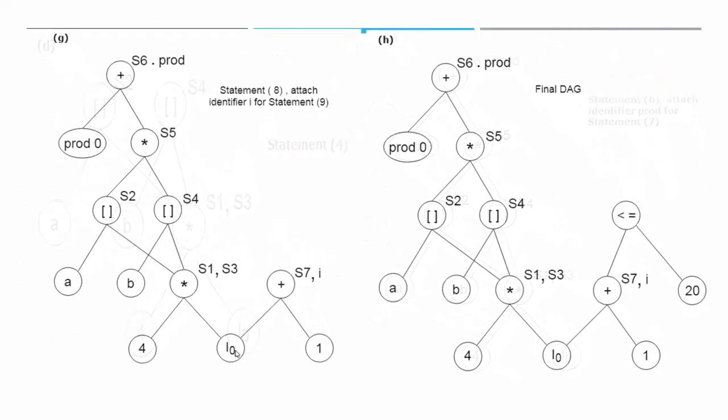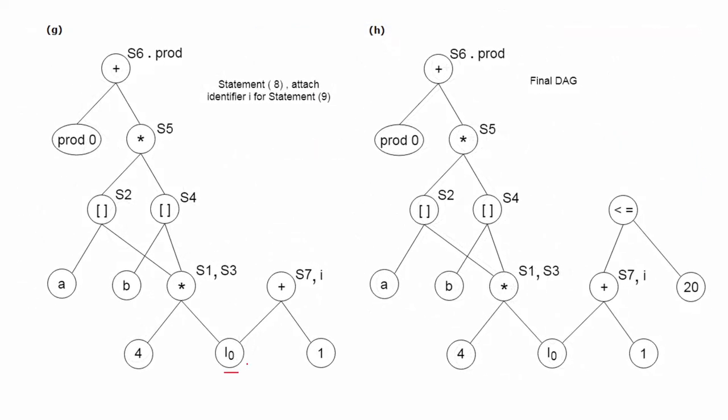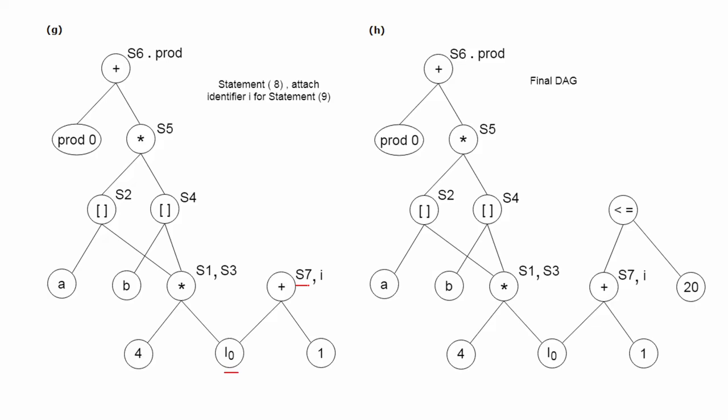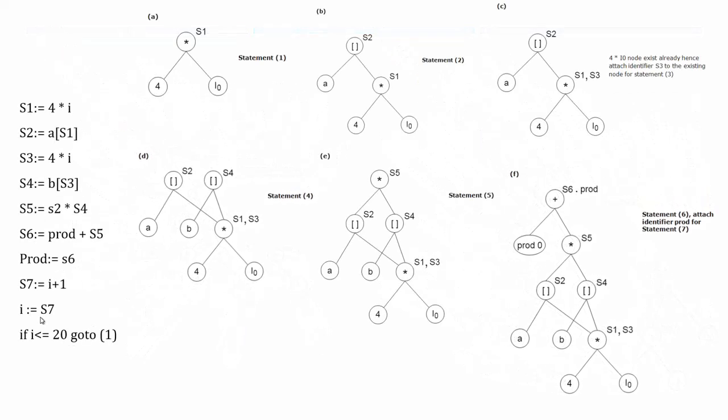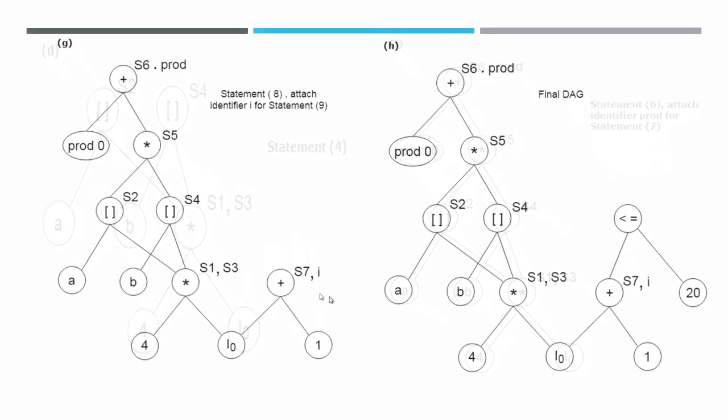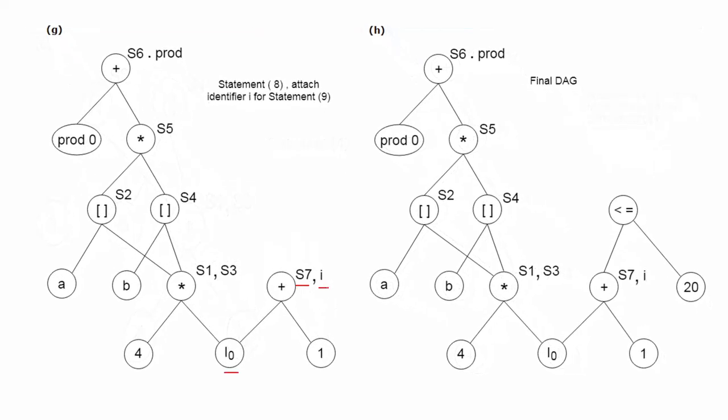Okay, see. Here we have computed I0. So what we need to do? We need to add that S7 is equal to I plus 1. So plus, I on your left. On your right it will be 1. So just make it S7 here. I equal to I plus 1, right? And then here we need to assign this S7 back to I. So that is why we have given comma I here.